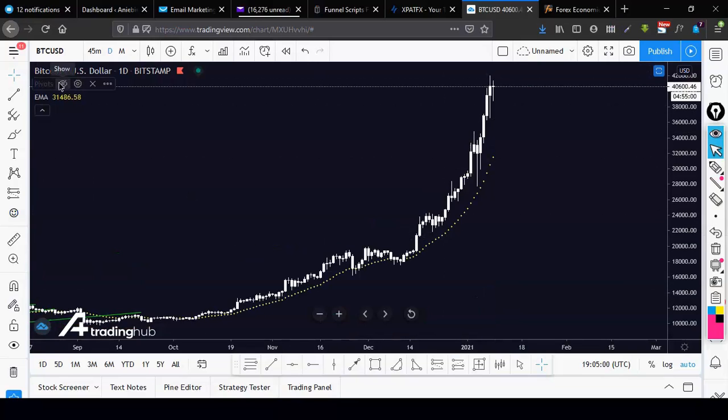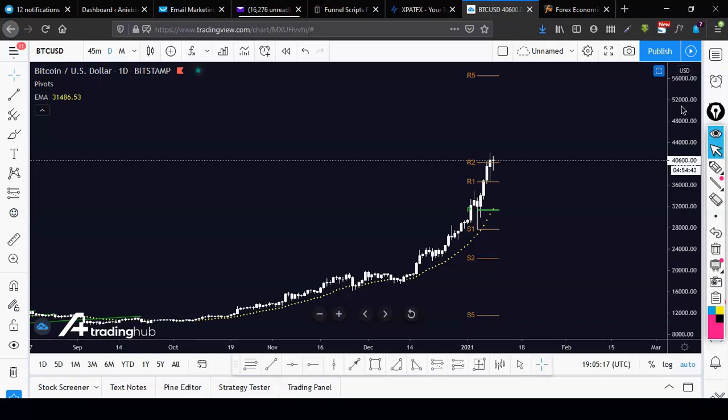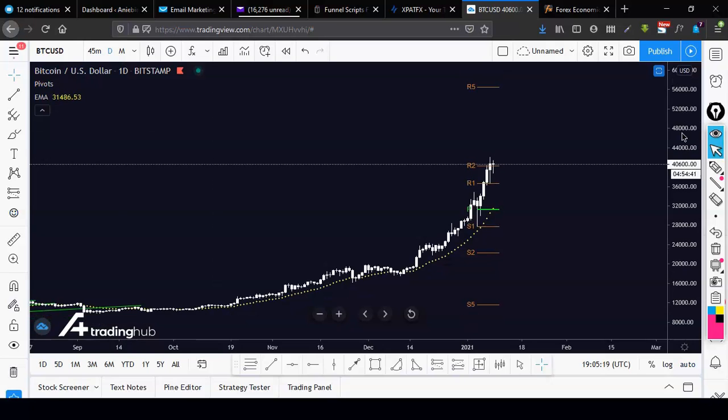So as you have been excited that Bitcoin is trending higher, just know that when price moves like this, from experience, when you have a parabolic move like this, there will be a pullback, and the pullback may be very, very deep, right? So let's bring out our pivots. Price is already trading above.